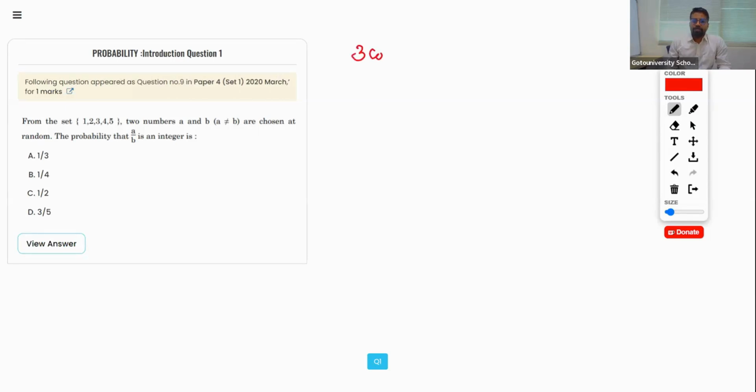Assume 3 coins are tossed. Find the probability that at least 2 heads turn up. At least, we get 2 heads. First, when you toss 3 coins, what are the outcomes? Let's analyze that. We'll write the sample space.